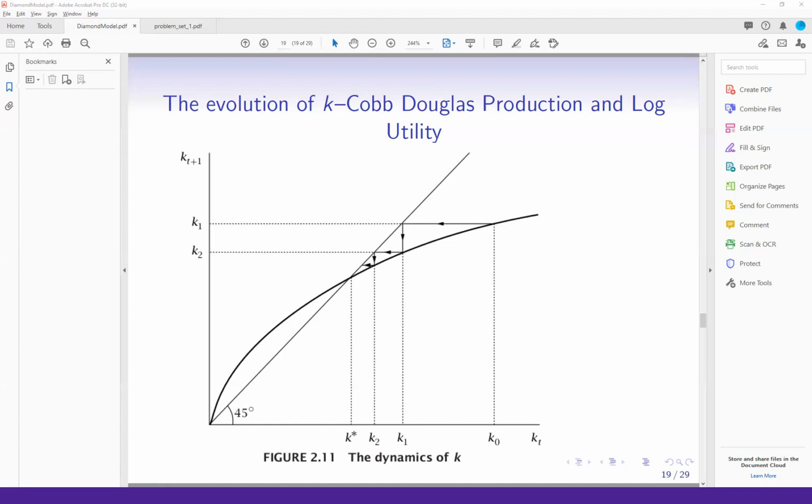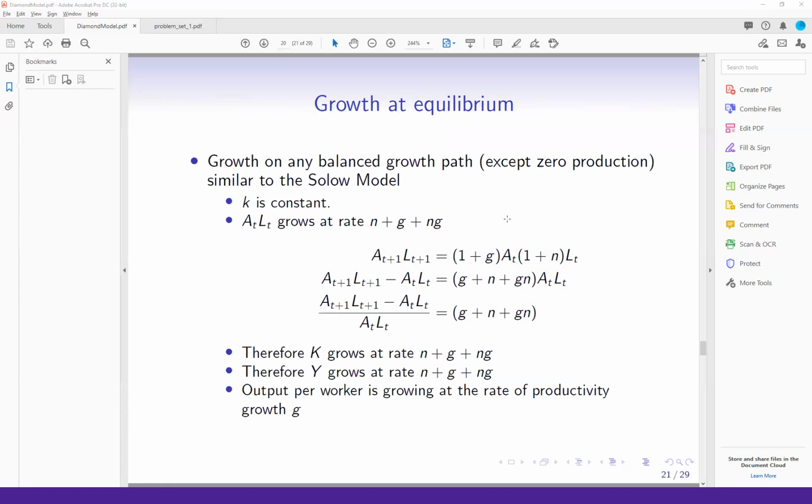Any other questions? Could you explain the growth at equilibrium again, the slide? I think it's 21. Sure. A_T L_T grows at rate n plus g plus ng. Oh yeah, you're saying why isn't it just n plus g?